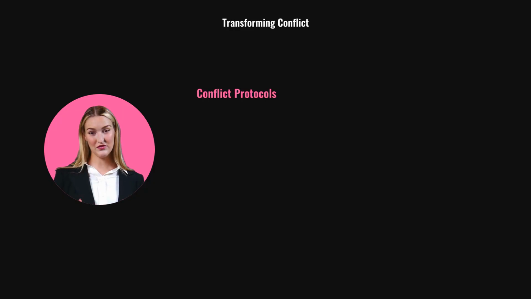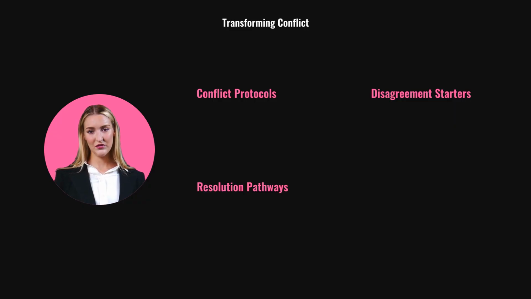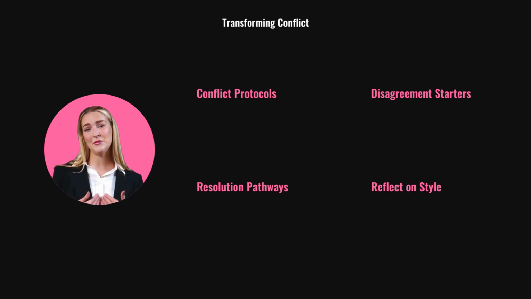Let's establish classroom conflict protocols. Use disagreement starters like "I see it differently because," and resolution pathways such as data checks and compromise building. Reflect on your disagreement style and consider how you might handle conflicts differently in the future. This will reinforce our skills in transforming conflict into collaboration.